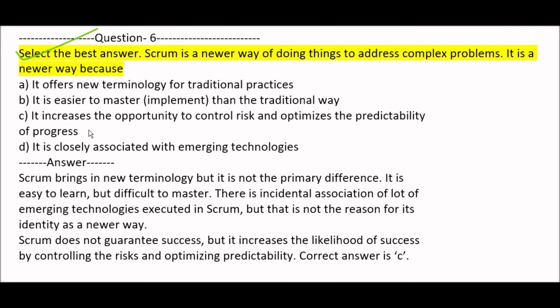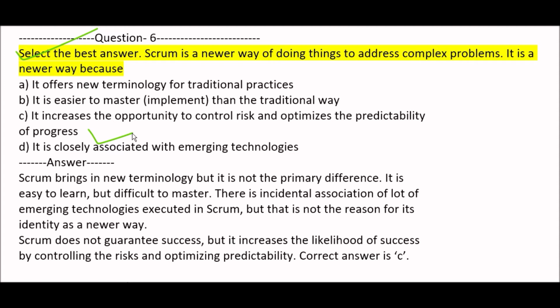It's a newer way because it increases the opportunity to control risk and optimizes the predictability of progress. Scrum brings in new terminology, but it's not the primary difference. It's easy to learn but difficult to master. There is an incidental association of lots of emerging technologies executed in Scrum, but that is not the reason for its identity as a newer way.